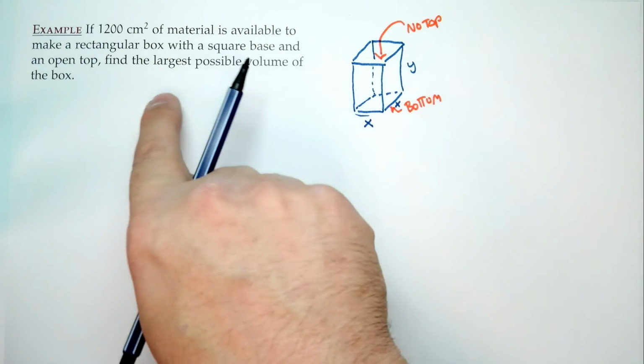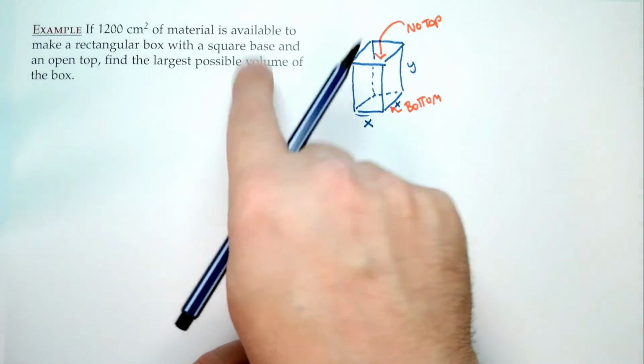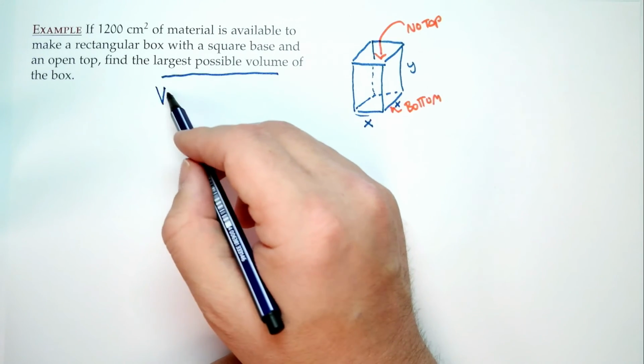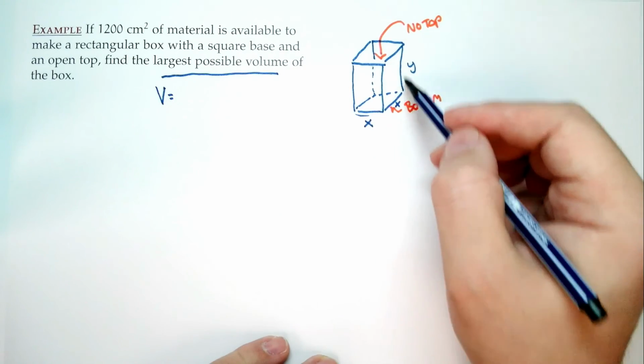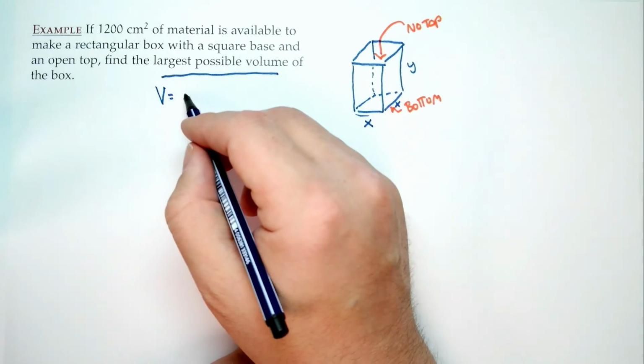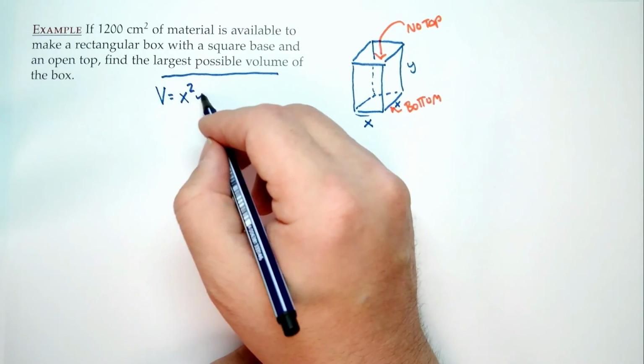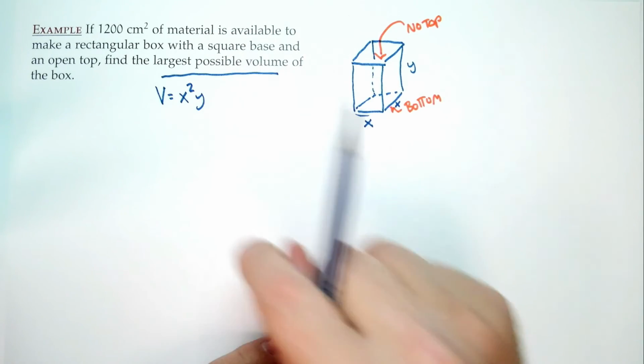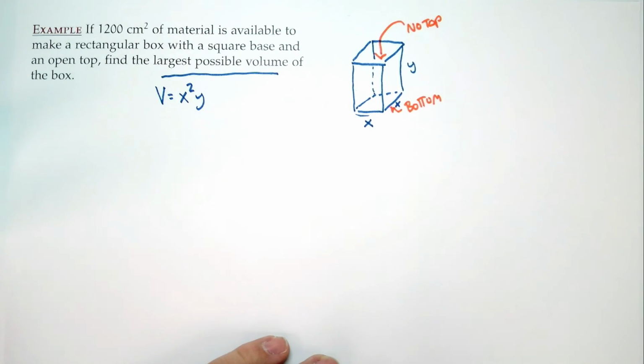So we want to find the largest possible volume. The largest possible volume says, for a box, we want to multiply these 3 lengths together. So it'll be x squared times y. That's what we're after. The problem is 2 variables. So we want to reduce it to a single variable, which means I need to somehow get rid of either the x or the y.